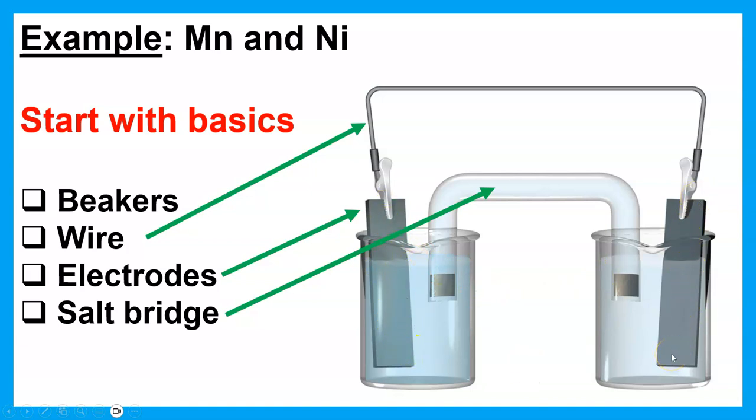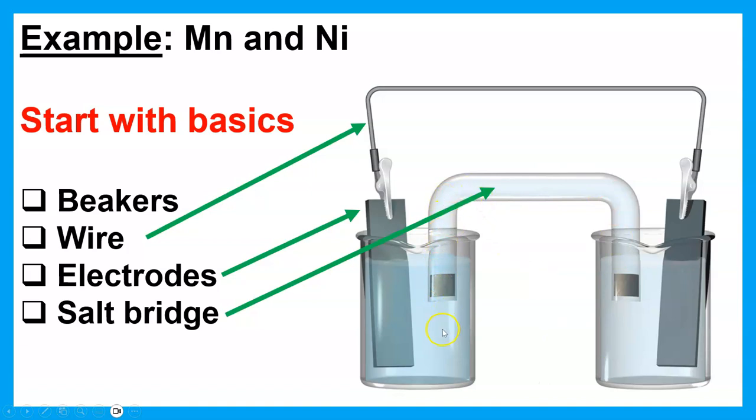Those are called electrodes. We will have a wire connecting the electrodes to each other, and we will have something called a salt bridge, which will be submerged into the liquid. It has to actually be inside the liquid, and that salt bridge is going to be a source of ions, and we'll explain why we need that later.